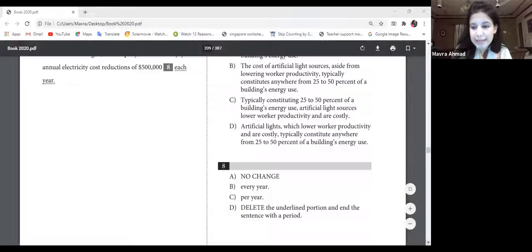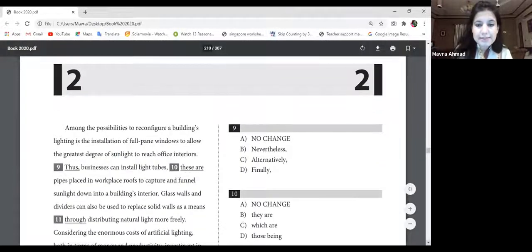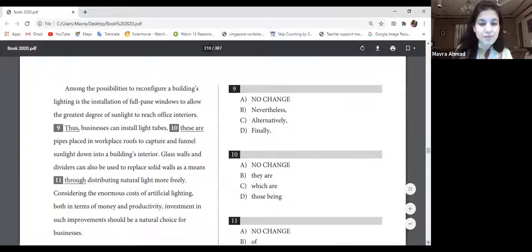Question number 9. Question number 9 is going to talk about a phrase, a transitional word. Thus, we need to change or we do not need to change it. That is what we are going to decide when we are going to read question number 9.